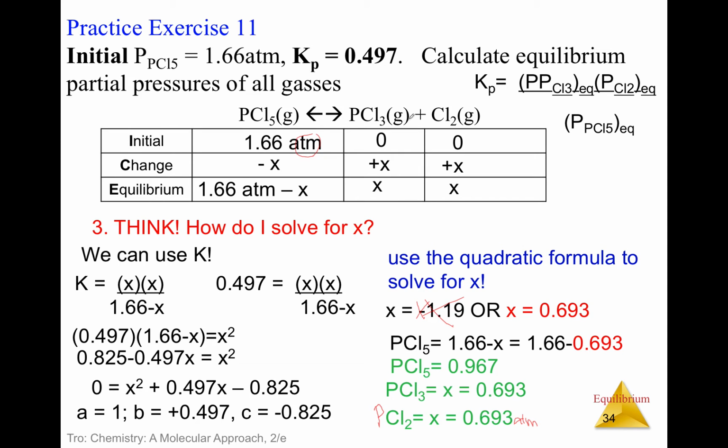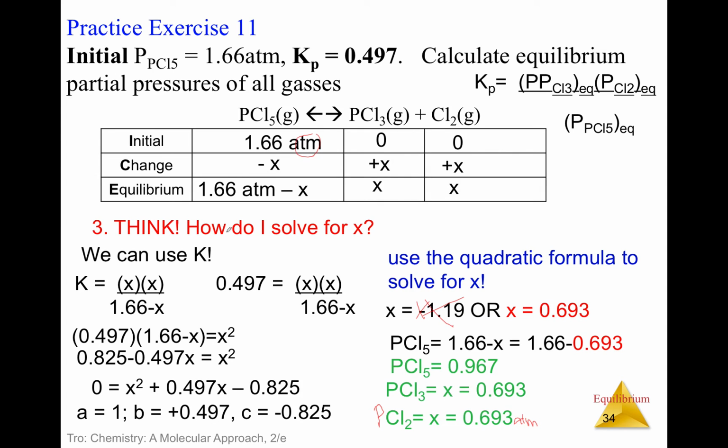Write your reaction, write your K expression, plug in your initial numbers that are given in the problem. If a value is not given, that's telling you that it is 0. Change: minus x for the reactants, plus x for the products, carry down the coefficients. 1 to 1 to 1, that's why all of our x's are 1. Equilibrium, I plus C equals E. So 1.66 atmospheres minus x, and x.